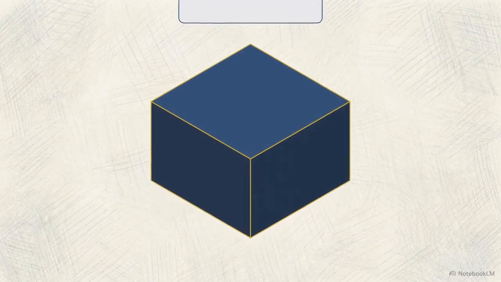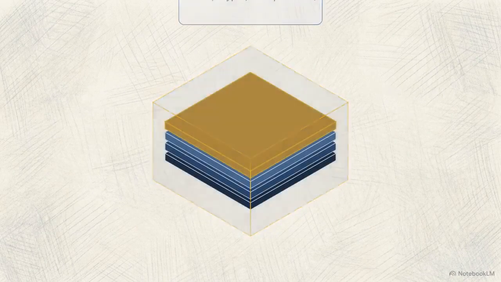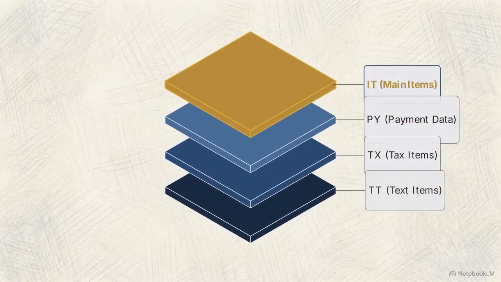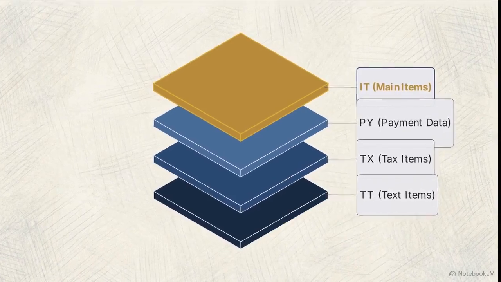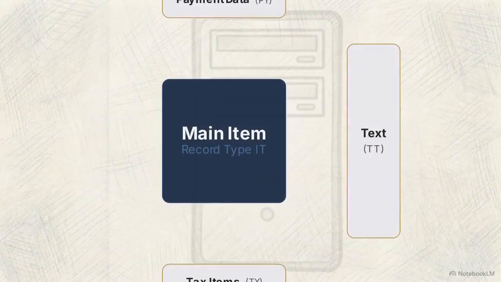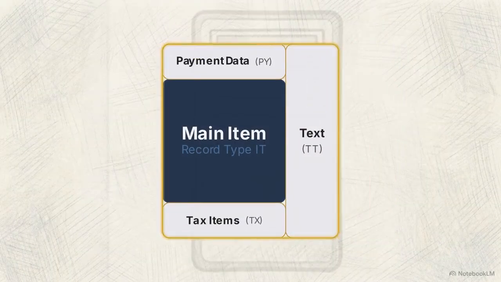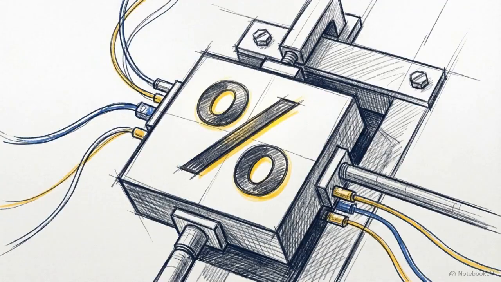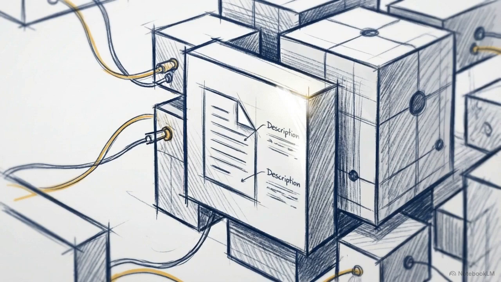Below the external routing metadata lies the internal payload of the bit itself. This payload is divided into distinct structures known as record types. The mandatory anchor is the main item, designated as record type IT. This holds the fundamental financial data required for billing. Attached to the main item are dependent record types. Record type PY contains payment data, record type TX stores tax calculations, and type TT holds text descriptions.